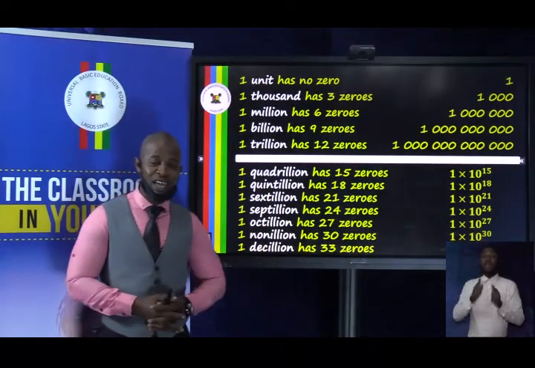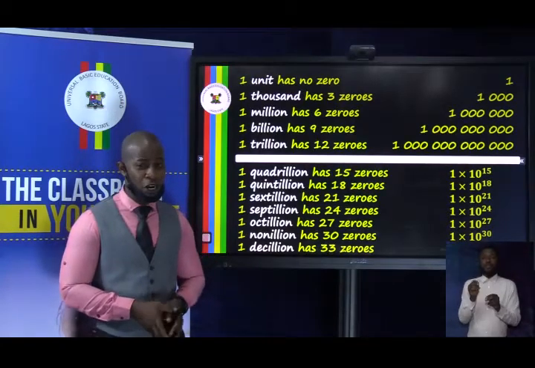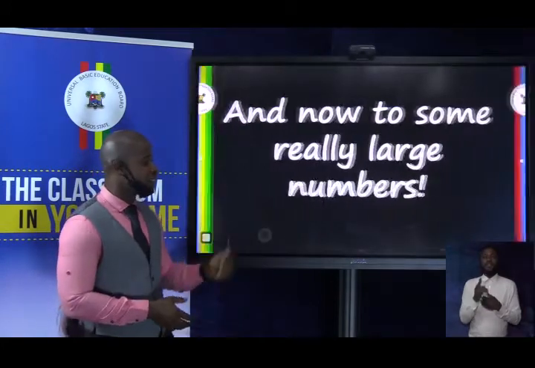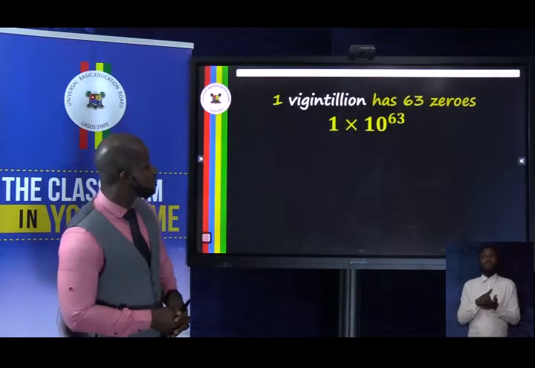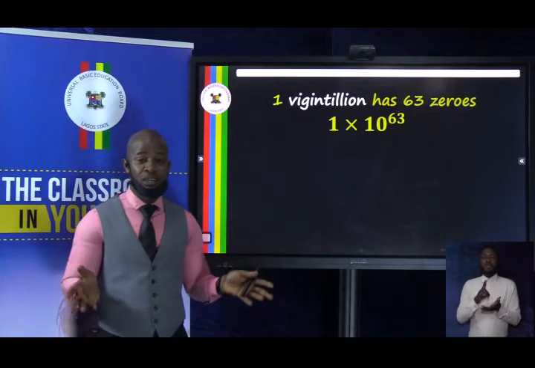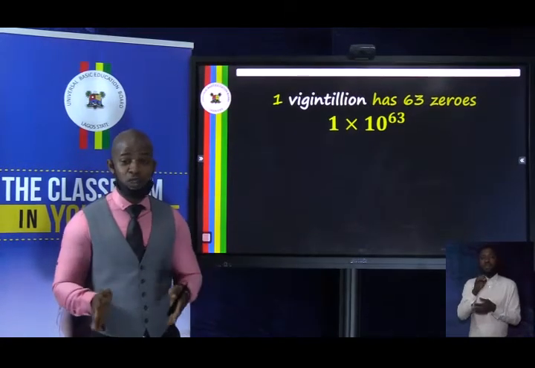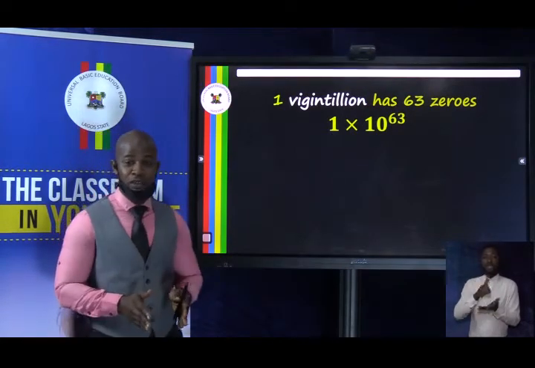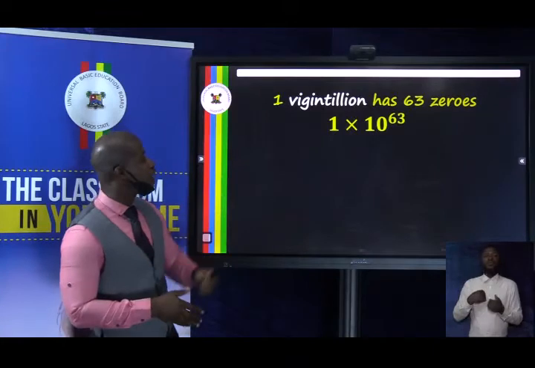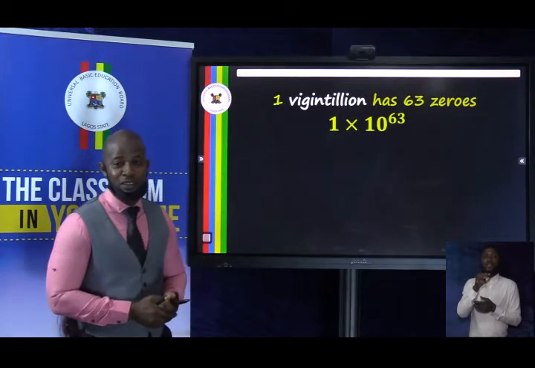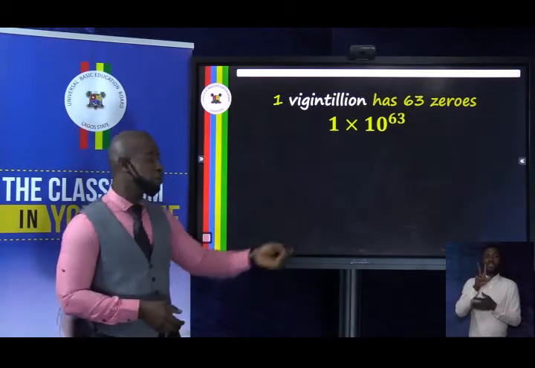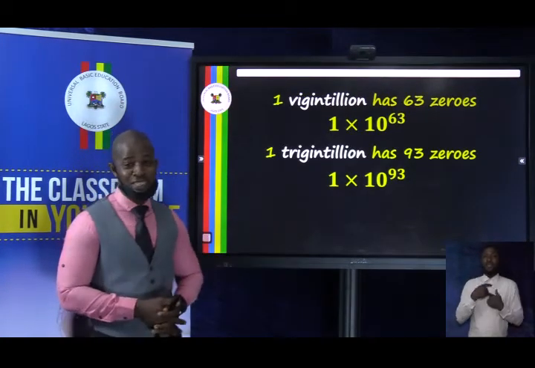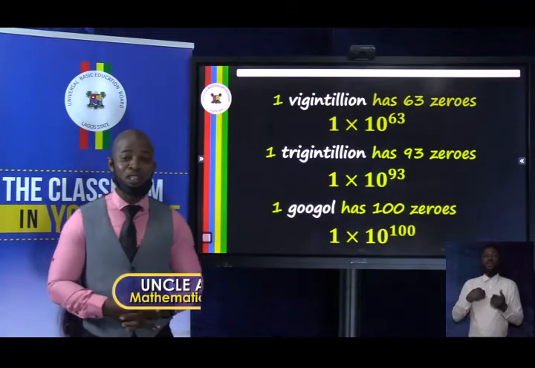But is the decillion the largest possible place value? No. There are some really, really, really large numbers after the decillion. In fact, you have the undecillion, duodecillion, tridecillion, quartodecillion, quindecillion, sexdecillion, septendecillion, octodecillion, novemdecillion. Then you have what you call the vigintillion. The vigintillion has 63 zeros, and then you have the trigintillion. The trigintillion has 93 zeros, and after that you have what we call the googol.